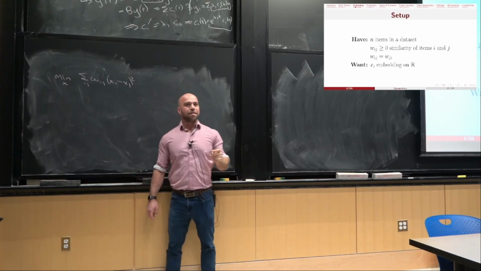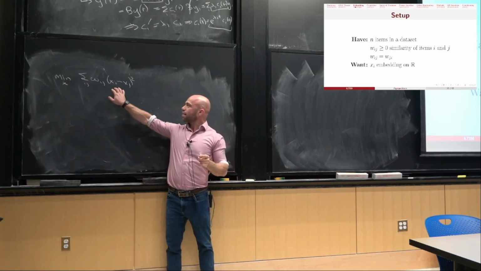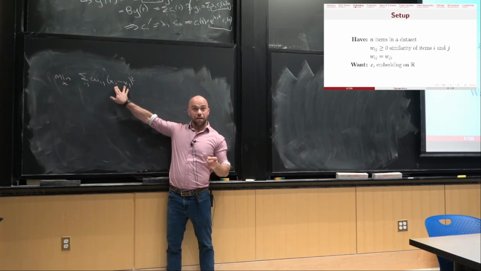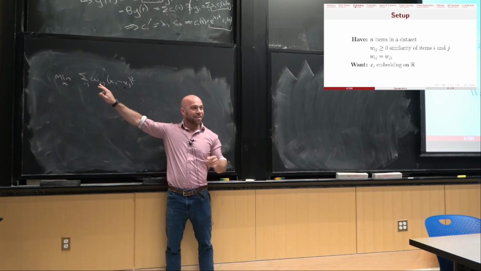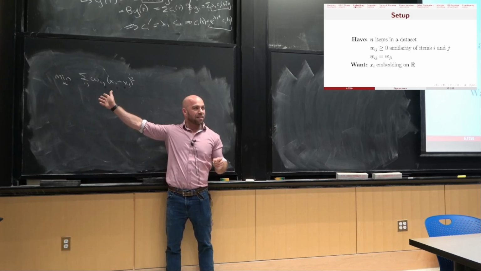Does that make sense? What is this saying? It's saying that if xi and xj are far apart, and if w is large, meaning that they're similar, something has gone wrong, because I'm trying to minimize my objective. Notice this is already a little different than our last eigenvalue problem, which we were maximizing. Okay?